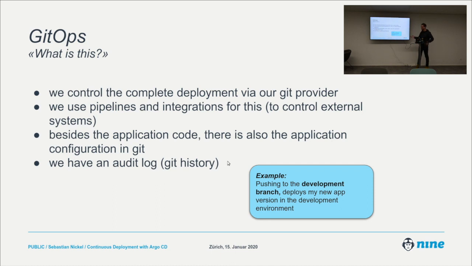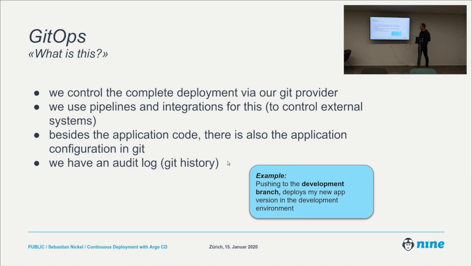For us at 9, it's basically we control the whole deployment via our Git provider, which is GitLab. We have pipelines configured, we are using Terraform, we're building Terraform modules, and we especially test Terraform modules. And then we roll them out. Basically, we use pipelines and integrations for this.